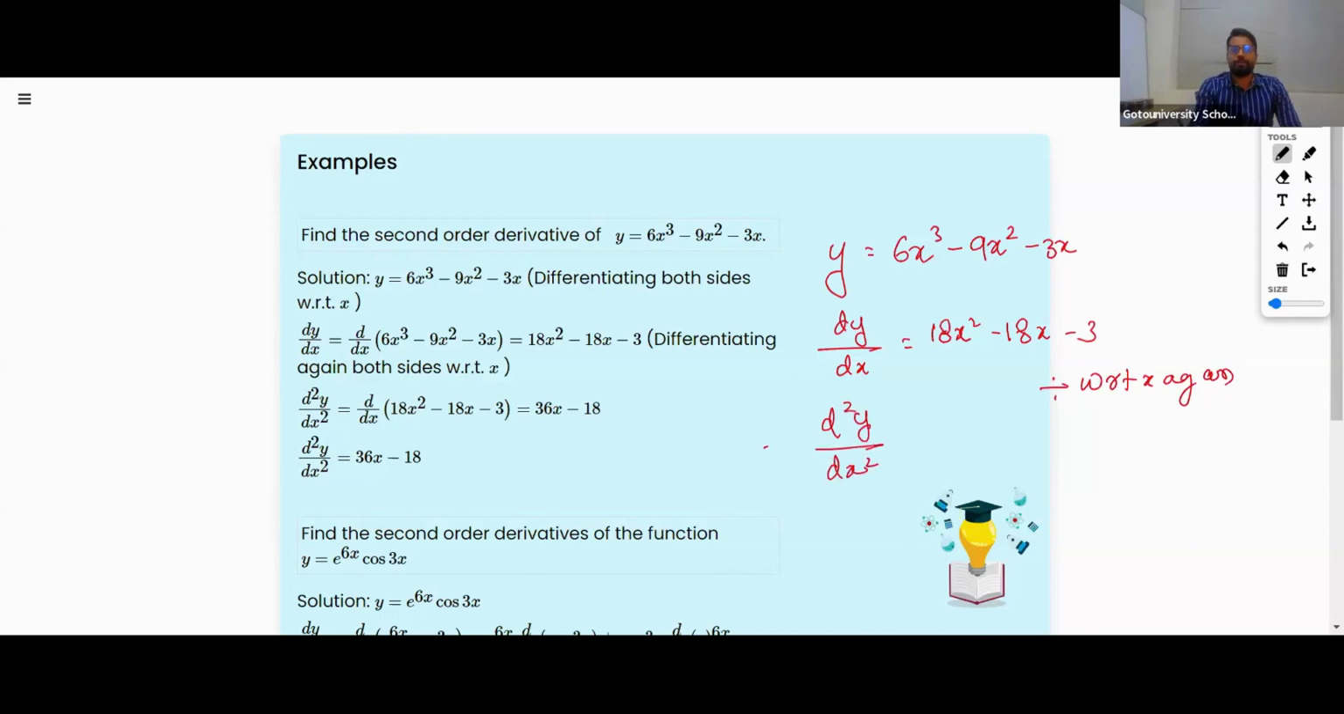There are multiple ways to represent this. We can even use y1 for the first order derivative and y2 for the second order derivative. There is also another way: f of x. If we differentiate once, it is f dash of x. For the double derivative, we can use this symbol as well. Just remember this. So when you differentiate this further, we get 36x minus 18. Let's see the application in the next class. For now, we are going to use this method to differentiate twice, that is the second order derivative.